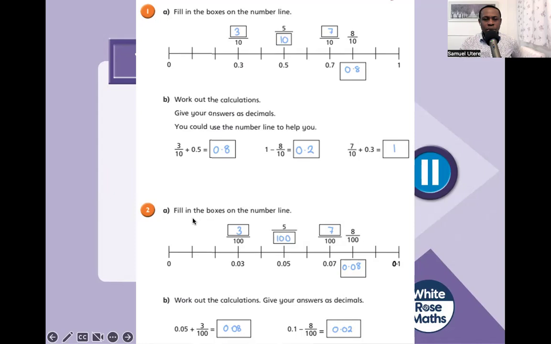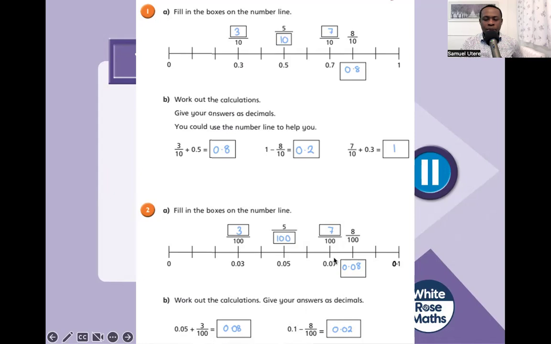Here, question 2a, you were asked to fill in the boxes on the number lines. Now you can see that this is hundredths. Okay, so this is similar to the number line that we've seen when we looked at our first examples. So here it should be 3/100, 5/100, 7/100, 0.08. And then you're asked to work out the calculations giving your answer as decimals. By now, you should know that that's 0.03. So your answer should be 0.08.